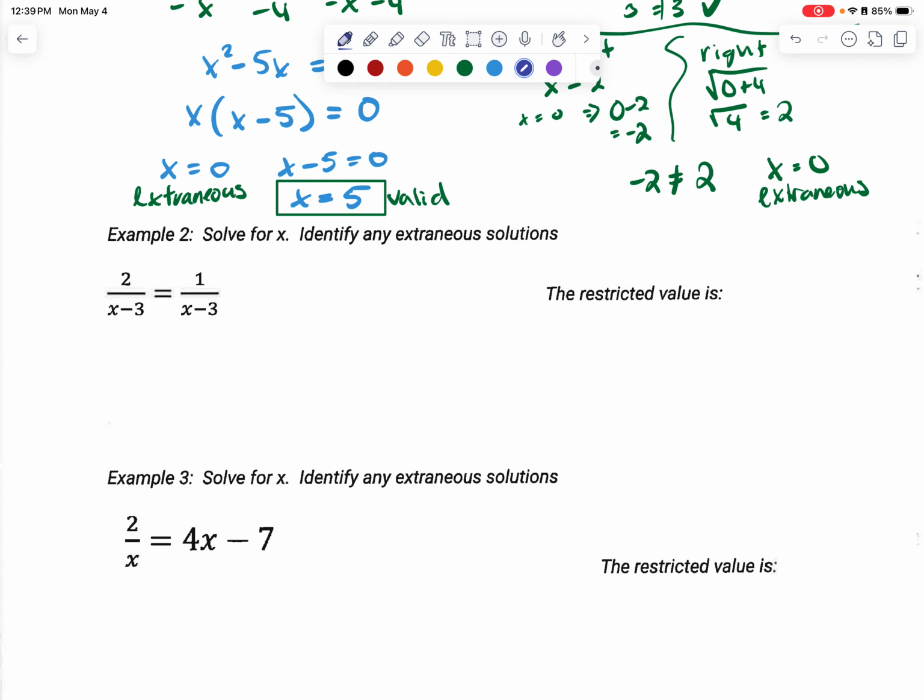Example 2. I have a fraction equal to a fraction, so I'm going to cross multiply. Before I even bother doing that, I'm going to find the restricted value. Both of these fractions have a restricted value of x equals 3, because if I plug in 3 to either of those denominators, it's going to cause division by 0.